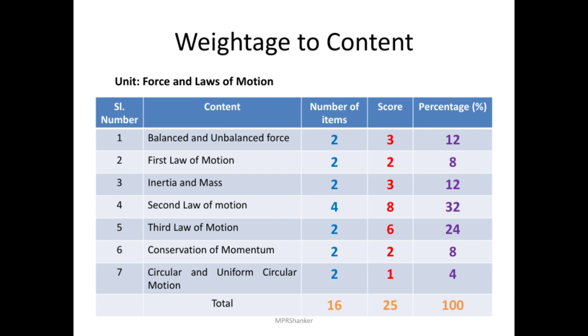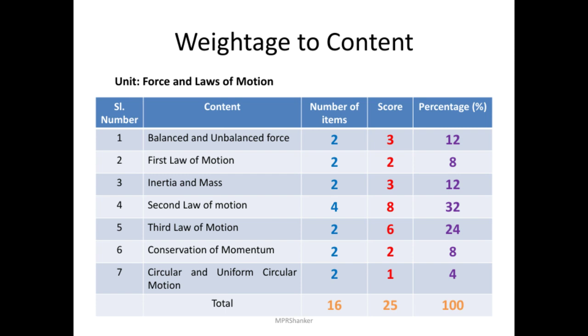Here we can see the highest weightage of marks is given for the subtopic second law of motion, and next it is third law of motion with 24%, and other topics are given the weightages that are given in the column percentage. In this achievement test, we have included 16 items with a total score of 25 marks.